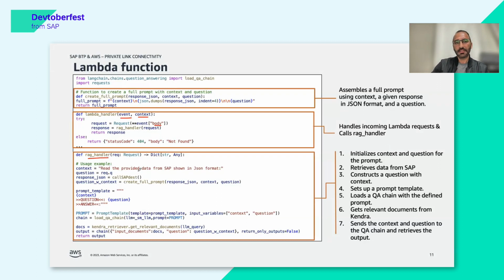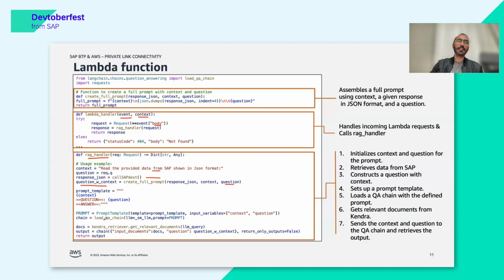We're bringing the context from SAP. So: read the provided data from SAP shown in JSON format. I'm telling the LLM to go read the data from this call here, and once you have that, answer the question. So I built a variable called question with context. Whatever we got from SAP, we built a whole prompt: it starts with this line, then it has the JSON, and then it has the question at the end. So we create the full prompt. The prompt is going to be in this format. We have a prompt template which uses all this and builds a template.